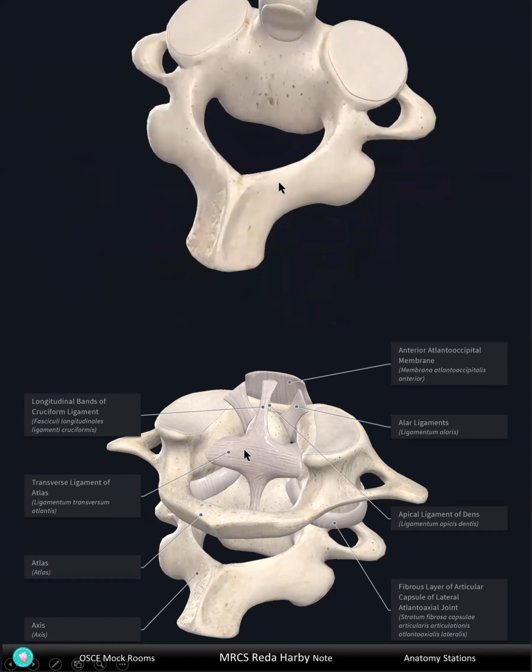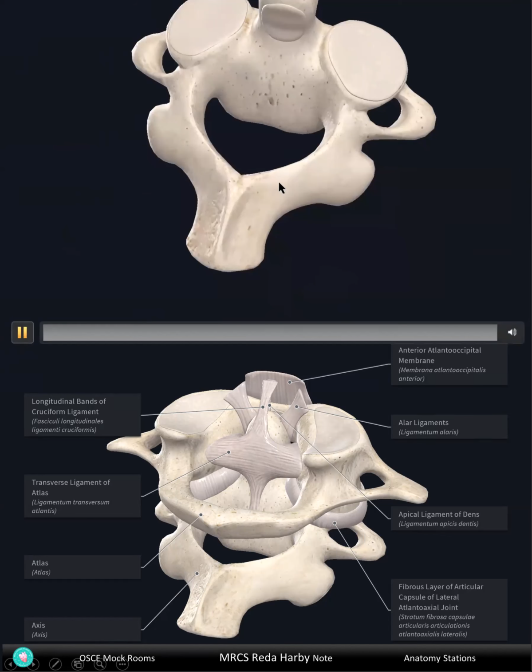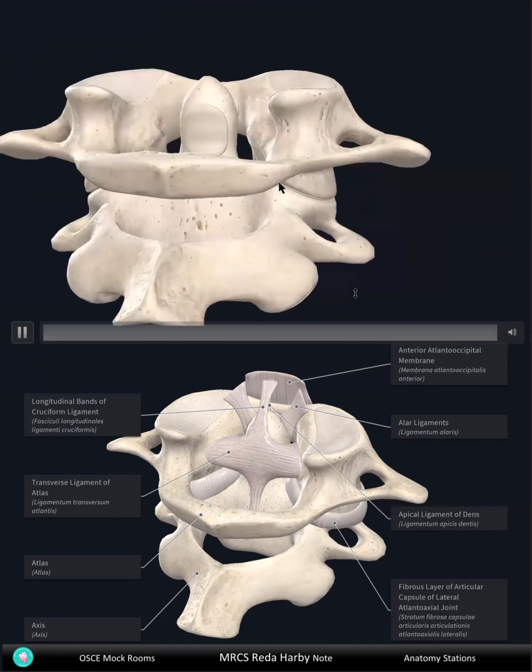Okay, this is the transverse ligament of the atlas. This is the longitudinal band of the cruciform ligament, of the dens. And from here, this is the anterior atlanto-occipital membrane. This is the C1 atlas, and this is C2 axis, and this is the fibrous layer of the articular capsule of the Atlanto-axial joint. So don't forget, and this is our foramina transversaria.